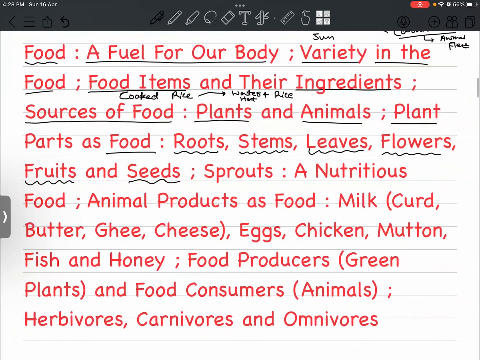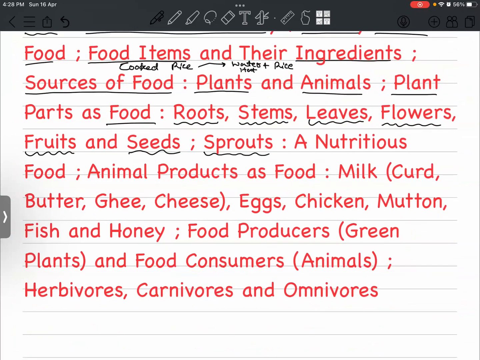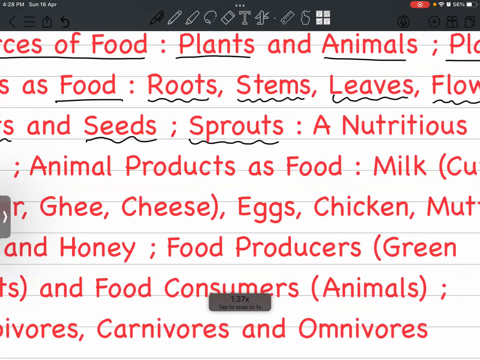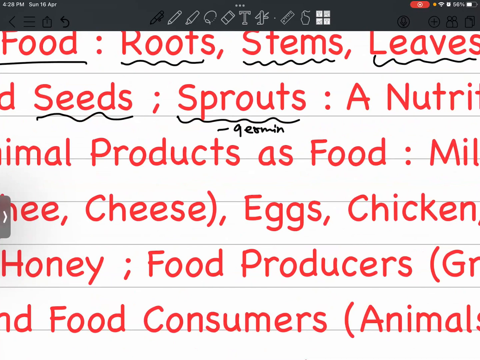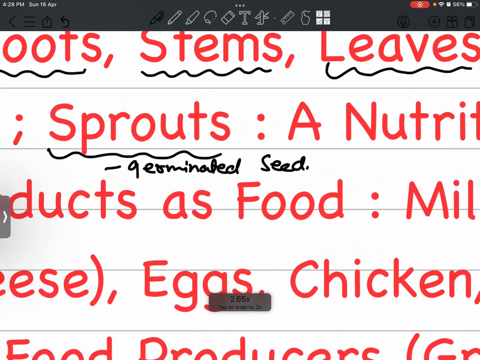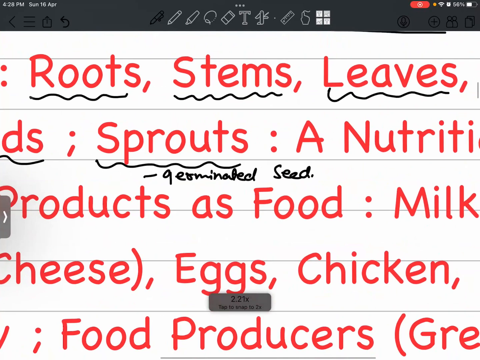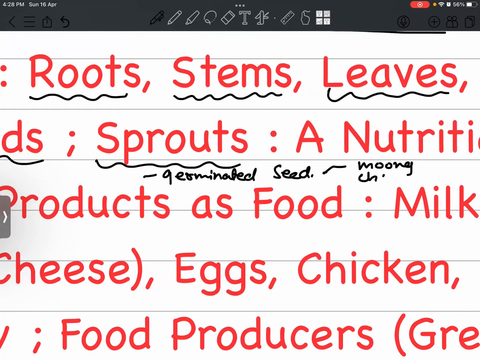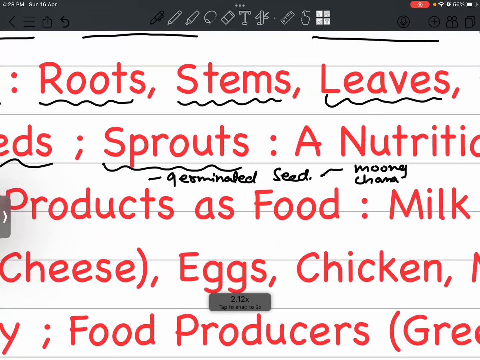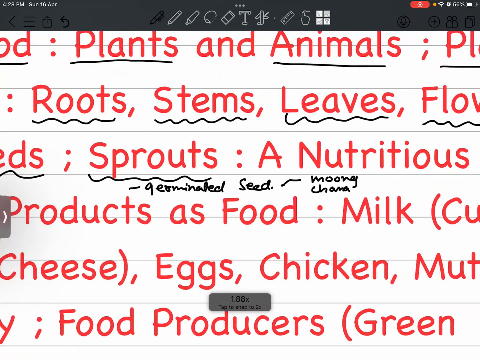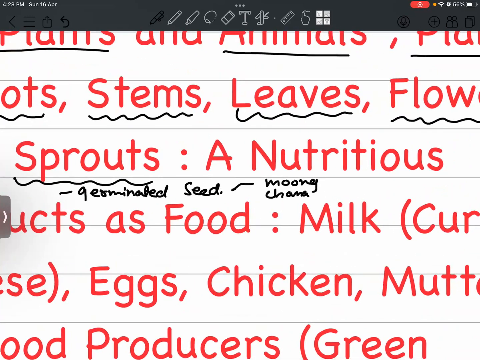And sprouts, we will discuss that also. Sprouts are basically germinated seeds. You might have seen people eating sprouts of moong and chana. They have a seed with a root coming out of it. Exactly, it looks like this.